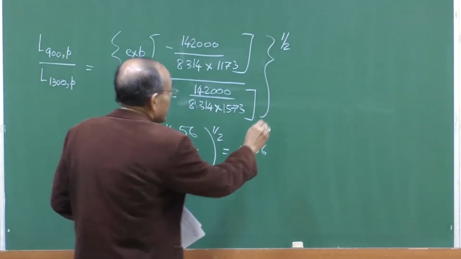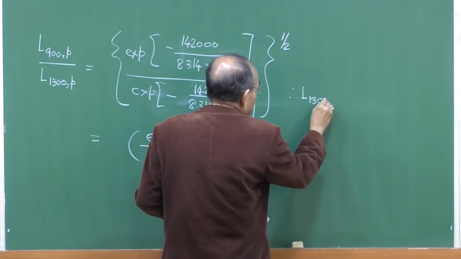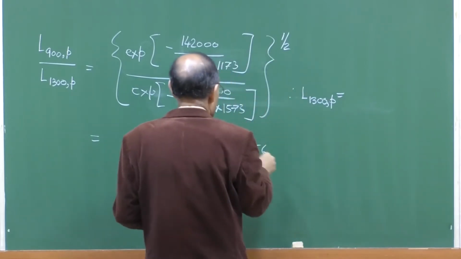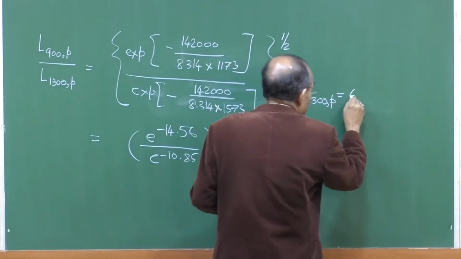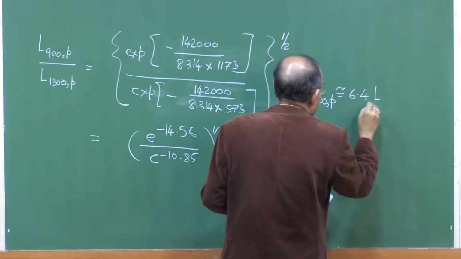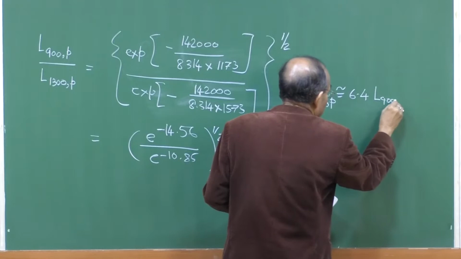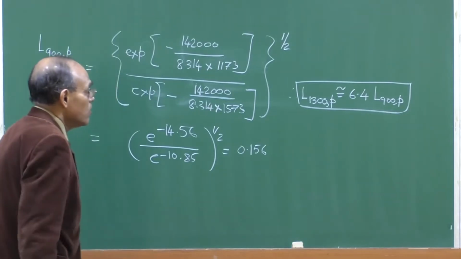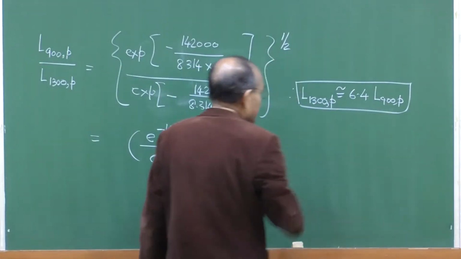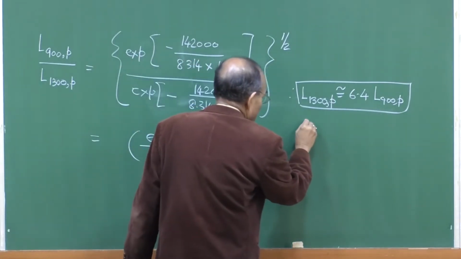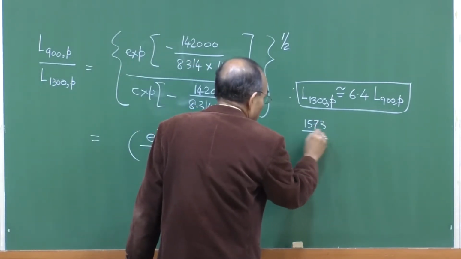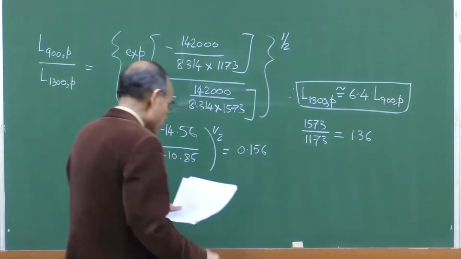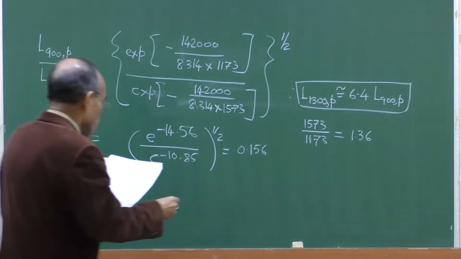Therefore, we can say that the penetration depth at 1300 degree centigrade, the inverse of this value, comes out to be 6.39, or roughly about 6.4 times the penetration distance at 900 degrees. That is the value. So, we have increased the temperature from 900 to 1300. If you take that ratio, 1573 by 1173, it is roughly equal to 1.36, or 1.34.